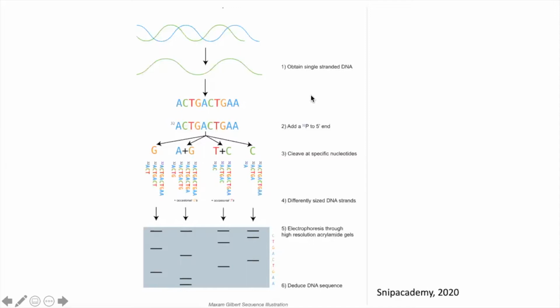In the image you can see the number 1, that is obtain the single-stranded DNA. The number 2 is to add a 32P to the 5' end. Number 3 is to cleave and add specific nucleotides. Number 4 is differently sized DNA strands. The number 5 is electrophoresis through high-resolution acrylamide gels. And finally, number 6 is to deduce the DNA sequence.